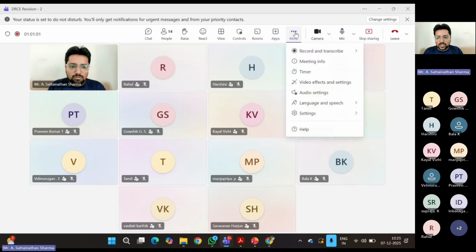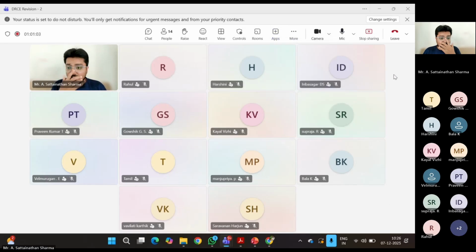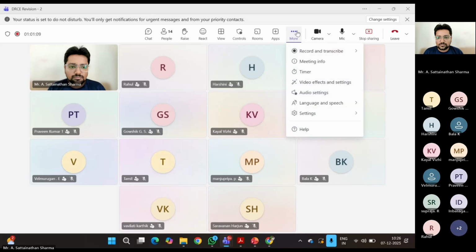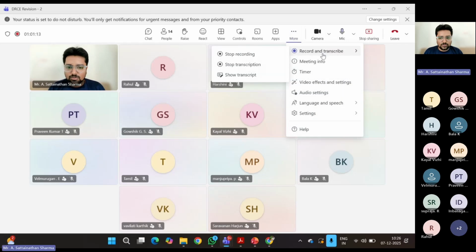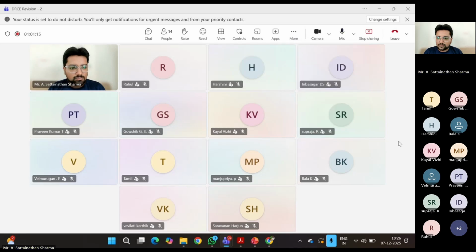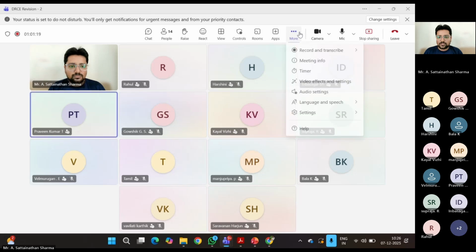Is that clear? Do you have any clarification on this uniaxial and analysis part? Yes or no? Is it clear? Good to go? Yes, sir. Yes. Fine. Okay.